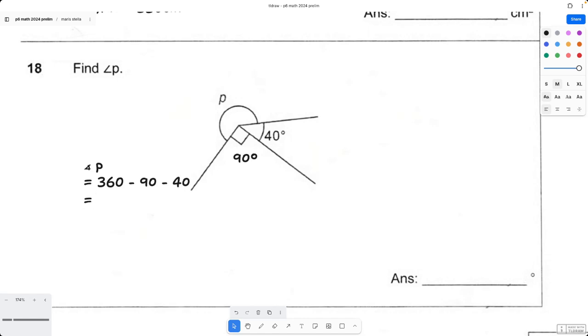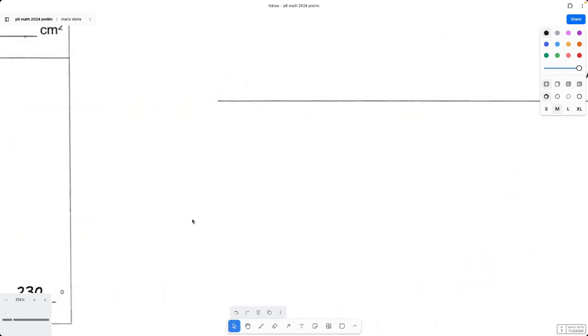So 360 minus 90 is 270, minus 40. This will give you 230 degrees. Okay, there you go. So the answer is 230. All right, that's it. Let's move to the next question.